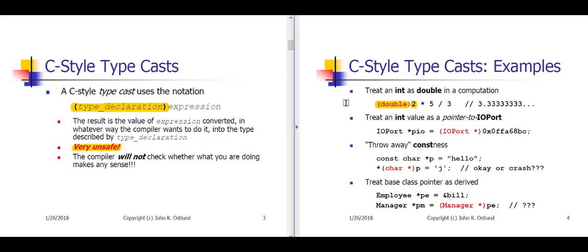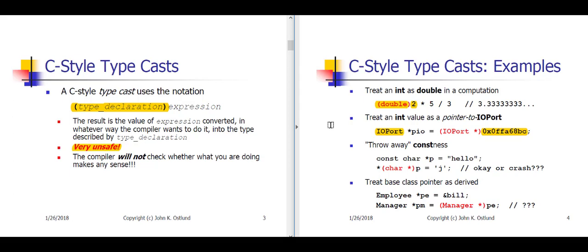as our double result. As another example, here I have an int value written in hexadecimal. Perhaps my documentation for my computer tells me that there is a serial port, some kind of input-output port, from which I can read data and to which I can write data at a particular location in memory, specifically at this location hex 0FFA68BC. Well, it would be convenient for me to have some kind of I/O port class that describes what all the bits and bytes are in this I/O port hardware device in my computer.